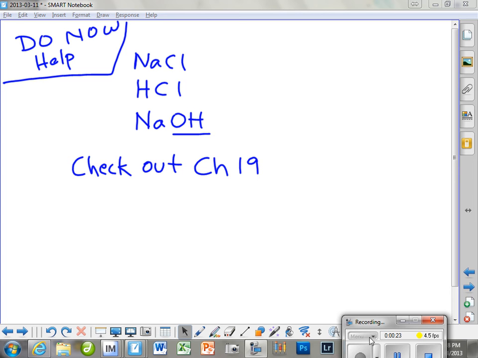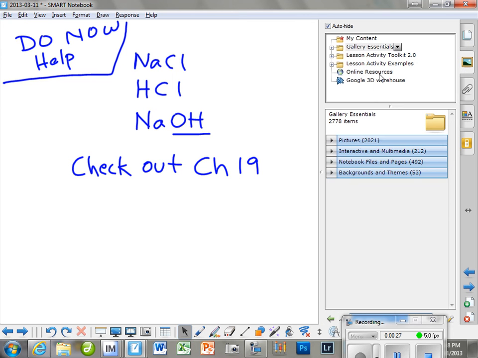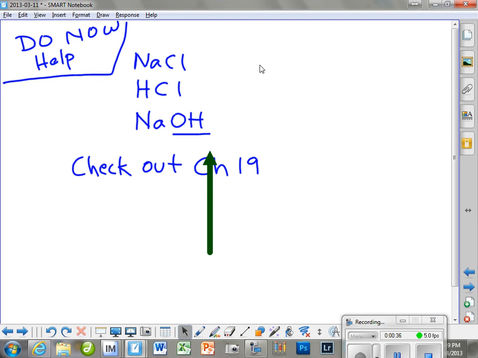And I'm going to need a pointer, so let's get that here. Up and pictures. Let's make it in red. Okay, and we're good to go. And we're good for a pointer.